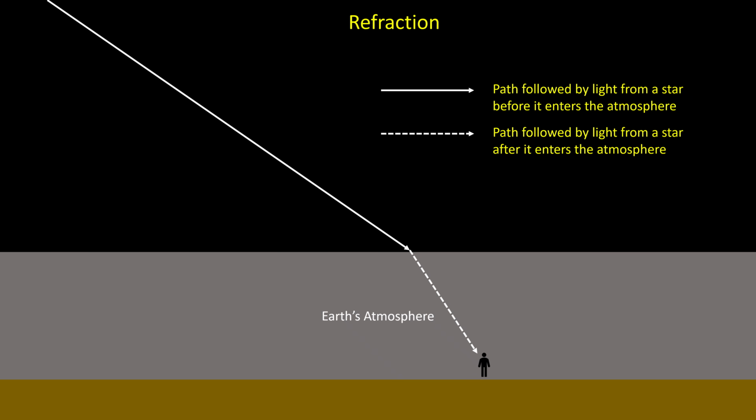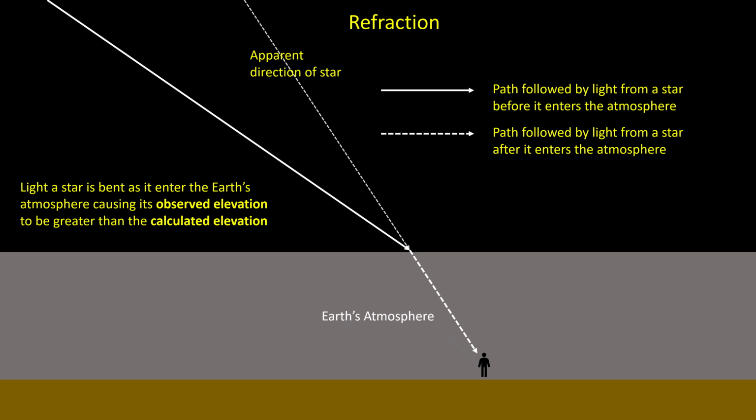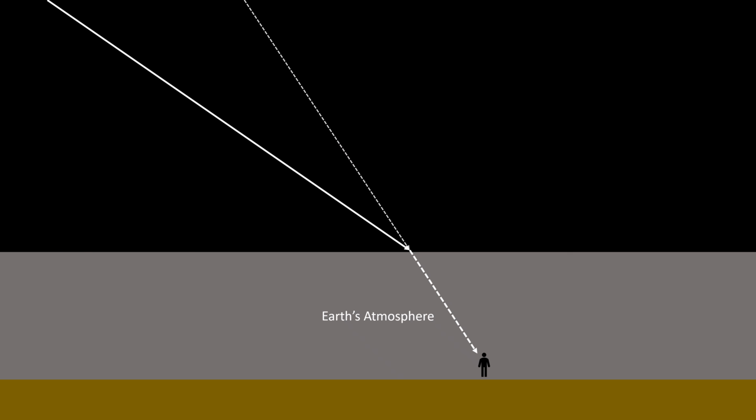The final thing I need to mention is the speed of light in air is slightly lower than it is in the vacuum of space. And this means that as light from a star or any object outside the Earth's atmosphere comes into the atmosphere, it's bent by refraction, and this causes the elevation of a star to be slightly greater than the calculated elevation. In this diagram, the effect has been greatly exaggerated. As you'll see next, the change in elevation due to refraction is very small.